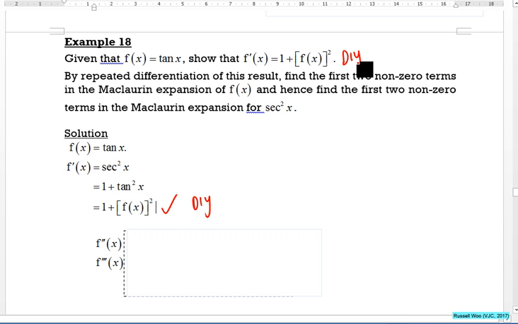Can I have attention, please? Take 30 seconds to read through this, which is not difficult. You're going to differentiate tan x; sec squared is 1 plus tan squared, which is just f(x), so 1 plus f(x) squared. Done. By repeated differentiation of this result.